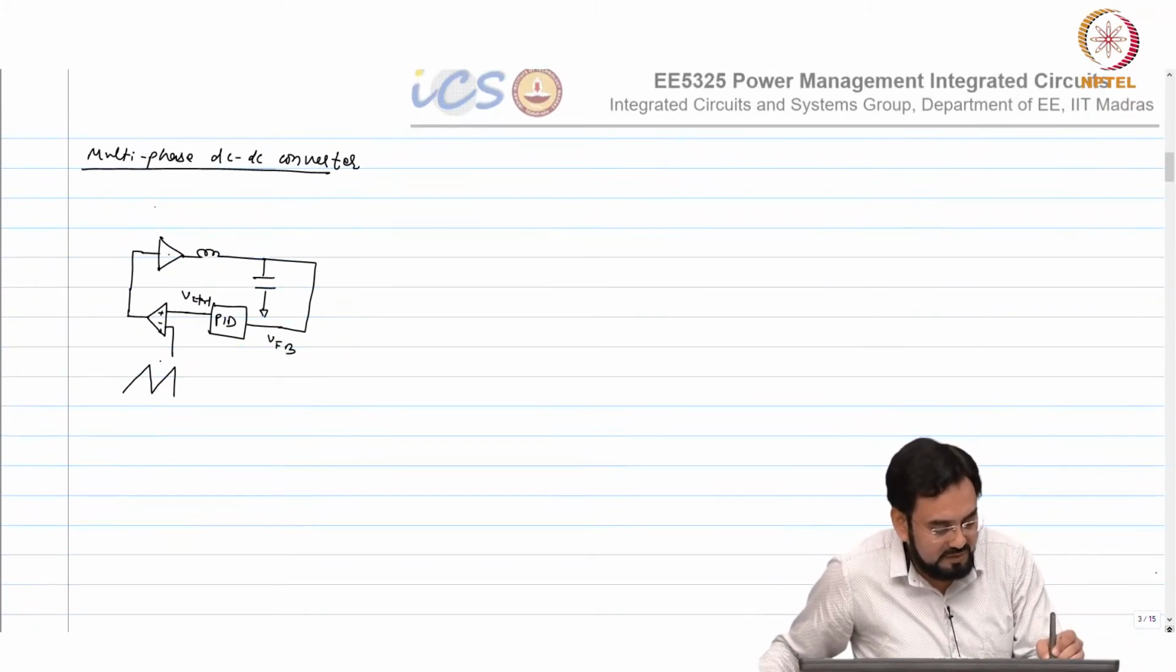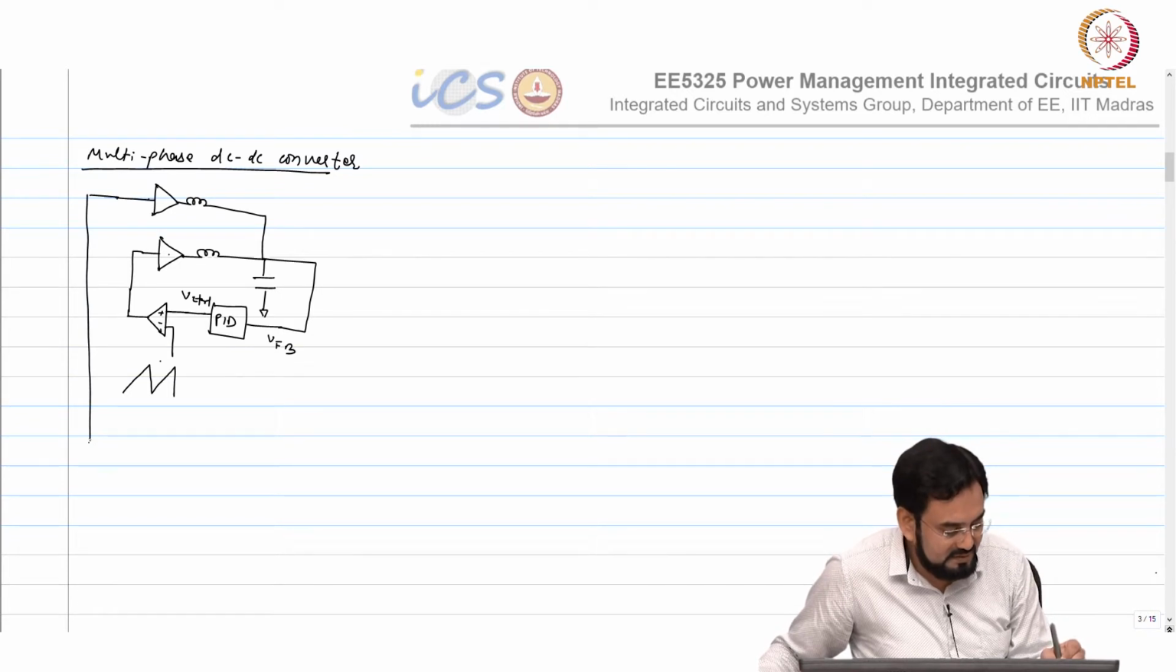Now what I will do, I will add another inductor, and this will be generated from another comparator with the same V control, plus minus. So if I call it V ramp 1, this is V ramp 2.